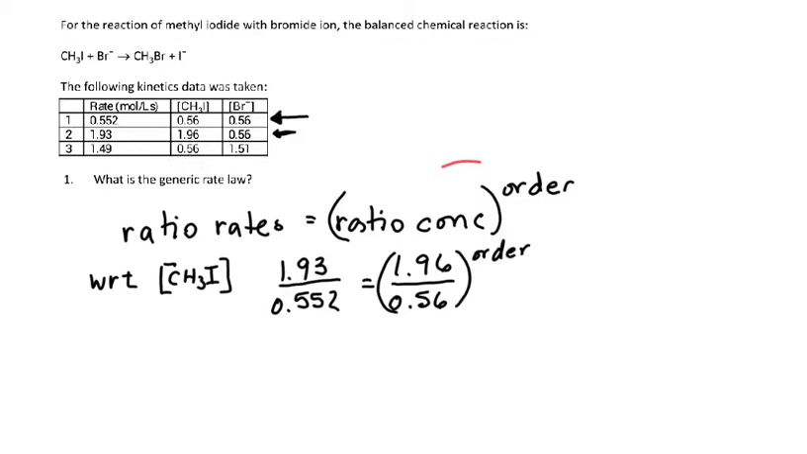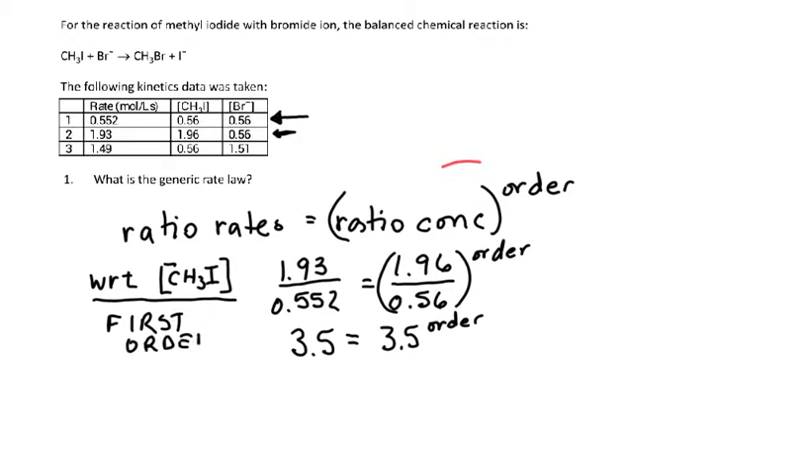If you do the math on that, what you end up getting is 3.5 is equal to 3.5 to the order. With respect to the methyl iodide, the reaction is first order, because 3.5 to the first power is 3.5, so the order is equal to 1.